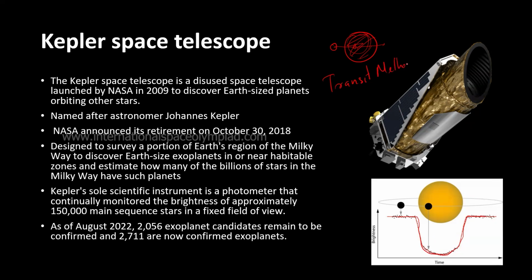So Kepler is a space telescope which is observing for transits and is dedicated for that. As of August 2022, which is just some 2 years back, so you have to search for the current date. The current number is even more, I think almost 3,000 or 4,000 exoplanets have already been detected. So that is about the Kepler space telescope.